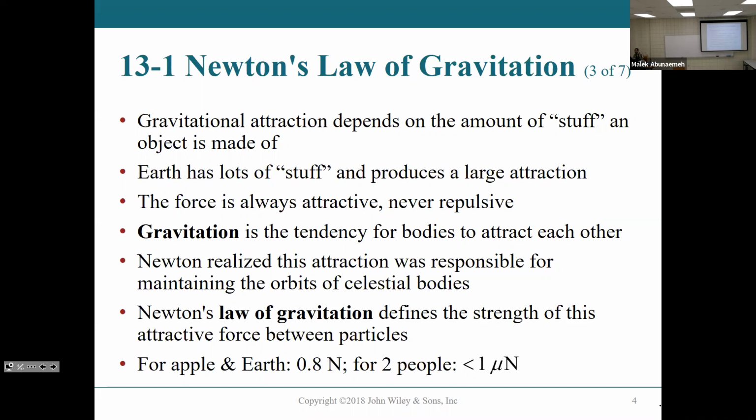So gravitational attraction depends on the amount of stuff the object is made of. Earth has a lot of stuff and produces a lot of attraction. The force is always attractive and never repulsive. Gravitation is the tendency for those bodies to attract each other. Now, Newton, again, we talked about in the beginning of the lecture, realized attraction was responsible for maintaining the orbits of the bodies. Now, Newton's law of gravitation defines the strength of this force between the particles. Okay?